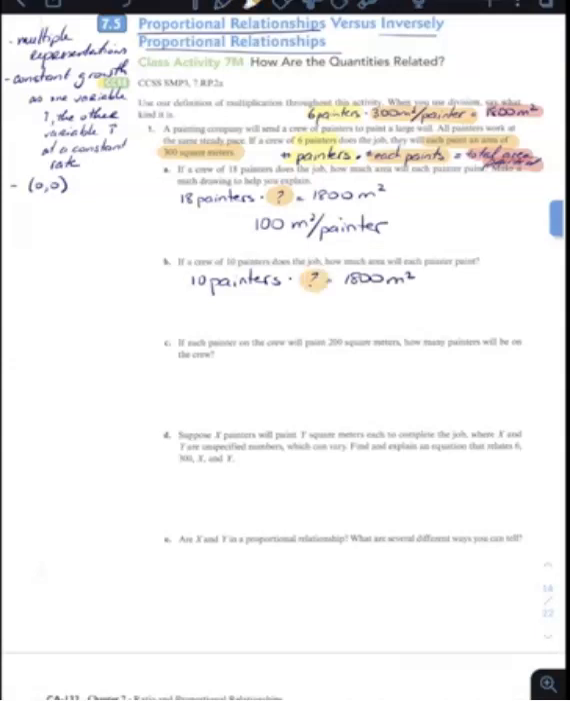Okay, and we don't know the number each painting. Well, what do you need to multiply 10 by to get to 1800? Right, sounds like 180 square meters per painter.